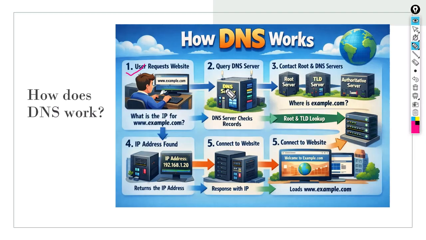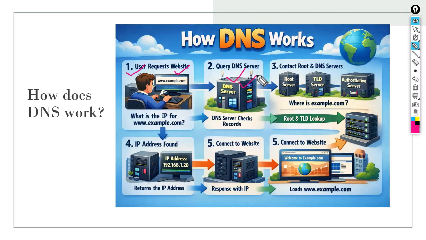The next step is that this computer sends a query to a recursive DNS resolver. And who is the recursive DNS resolver? No one but our ISP, this one, or public DNS services like Google DNS, which is 8.8.8.8, or Cloudflare DNS, 1.1.1.1. The recursive resolver's job is to find the IP address for you.